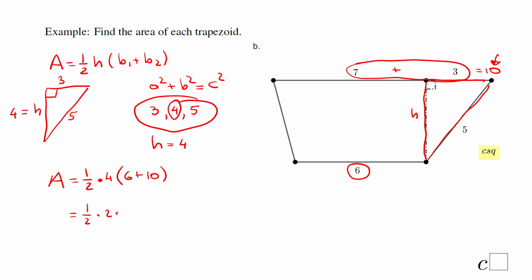So very similar, I'm gonna do the parentheses first. 6 plus 10 is 16, and I'm sorry, this is 4 here, and then I'm gonna simplify. In this case it works nice, 2 goes in 2 times, and we have left 2 times 16. The area of this trapezoid is 32 square units.